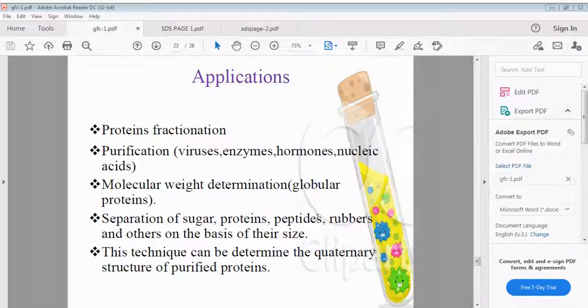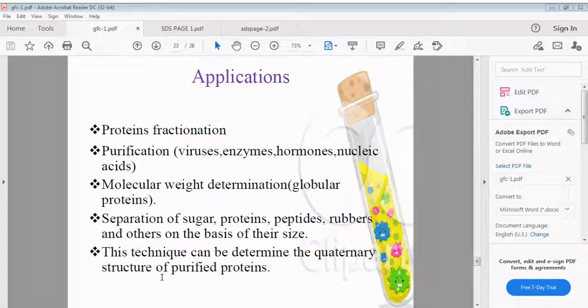Okay, if it is a globular protein, how does globular look? It will be round. Fibrous will be ribbon-shaped. So you can find the molecular weight of those proteins. Then you can also use this particular gel filtration chromatography for the separation of sugars, proteins, peptides, rubbers, based upon the size. Okay, so it can also be used to determine the quaternary structure of purified proteins.